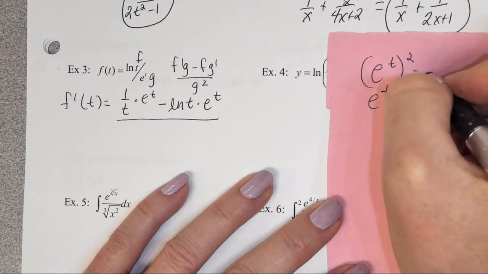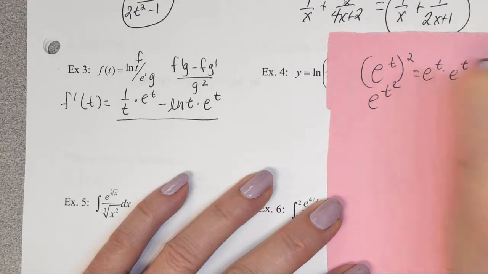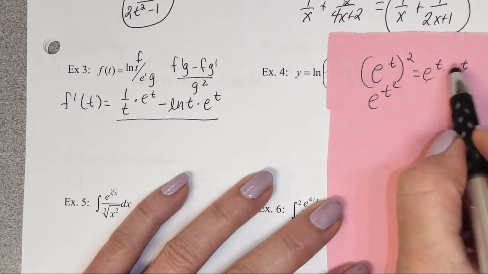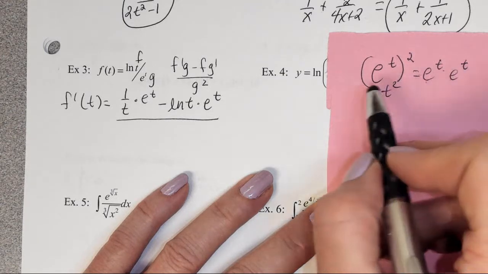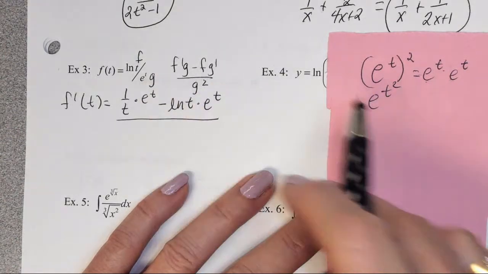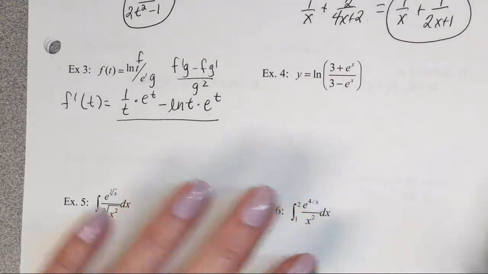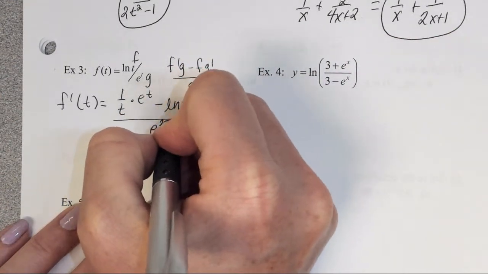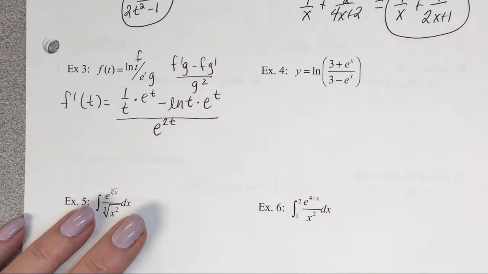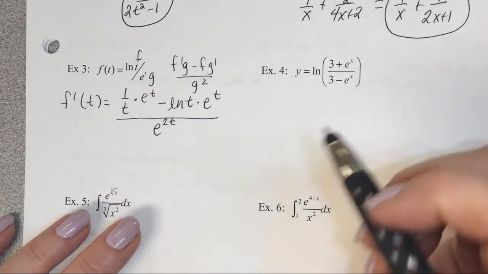Here's why. This means e to the t times e to the t. When our bases are alike, what do we do with the exponents? Add them. So when I square e to the t, it's not e to the t squared, it's e to the 2t. This one's not difficult except for the algebra with it.